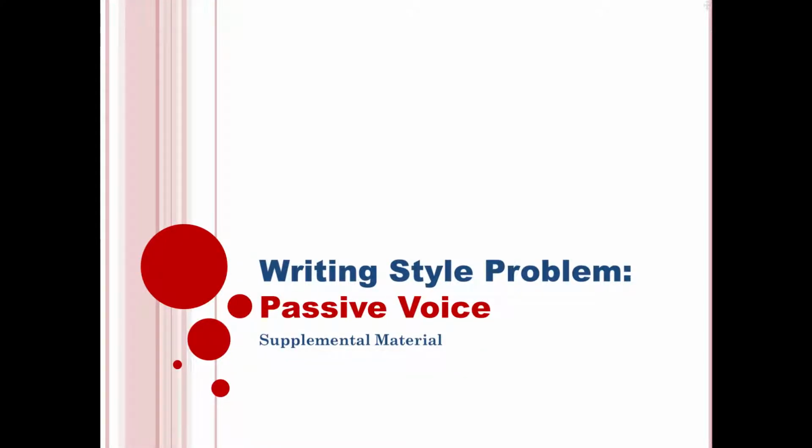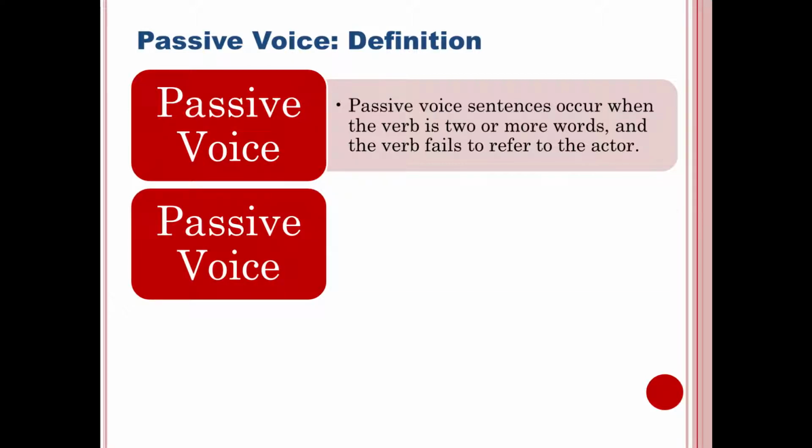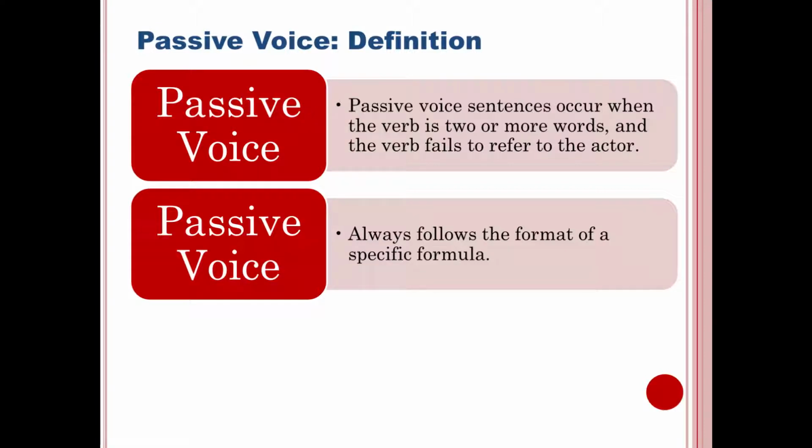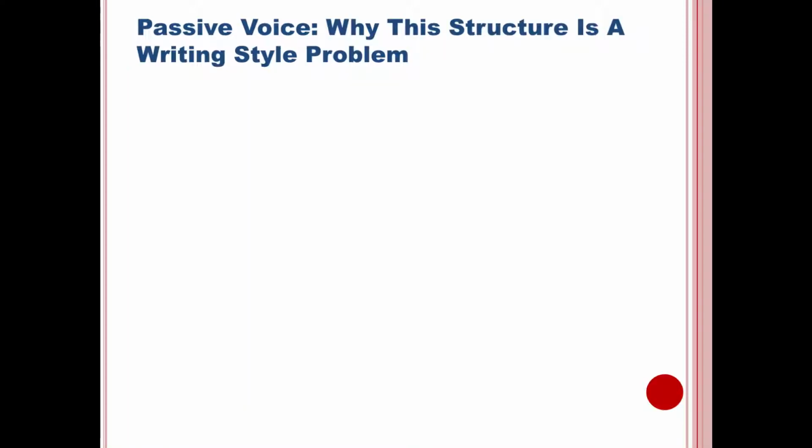Writing style problems, passive voice, supplemental video. Passive voice sentences occur when the verb is two or more words and the verb fails to refer to the actor. Passive voice always follows the format of a specific formula, which we are going to teach you. The need here is that we want to avoid passive voice to create clear, easy-to-follow sentences.